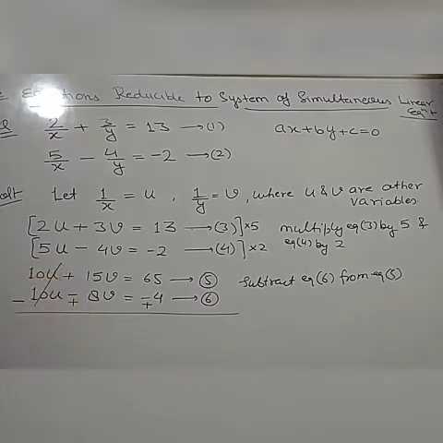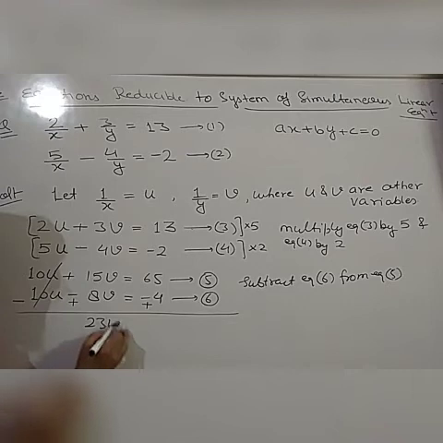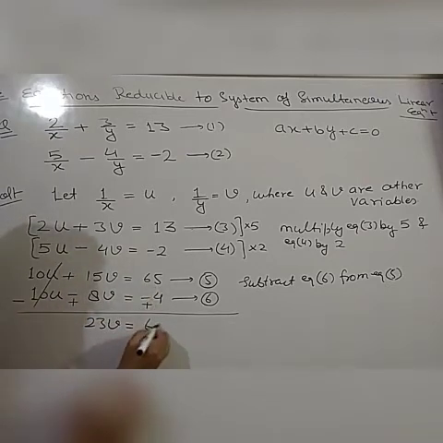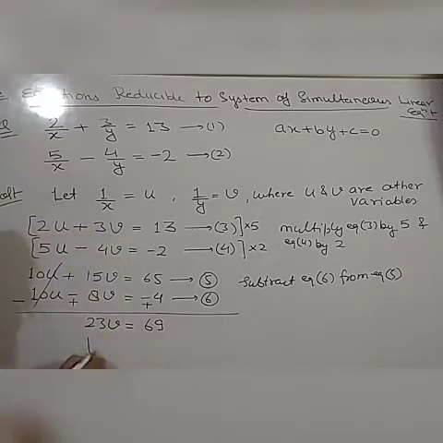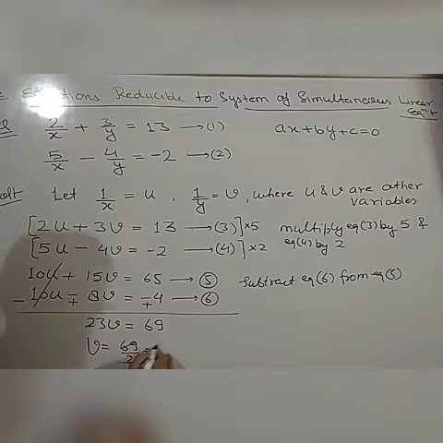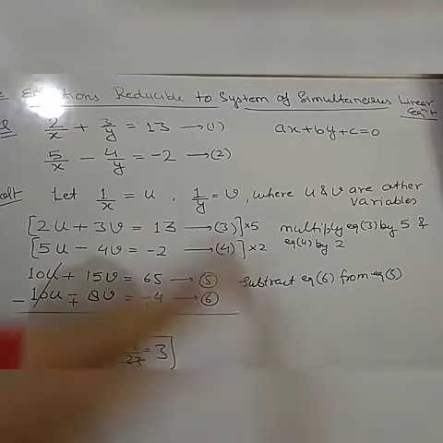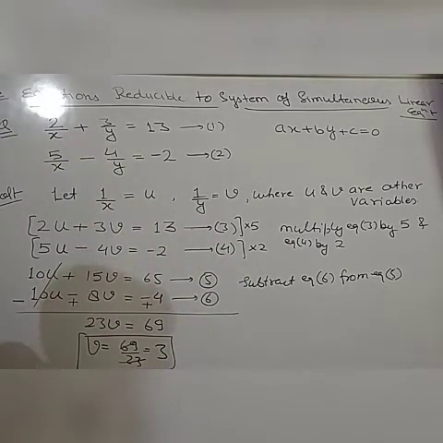So 10u and 10u will cancel out. 15 plus 8, it will be 23v, is equal to 65 plus 4, that will be 69. So v will be equal to 69 by 23, that will be equal to 3. So we get the value of v. But in the question, we do not have to find the value of v. We have to find the value of x and y. Here we get the value of v.